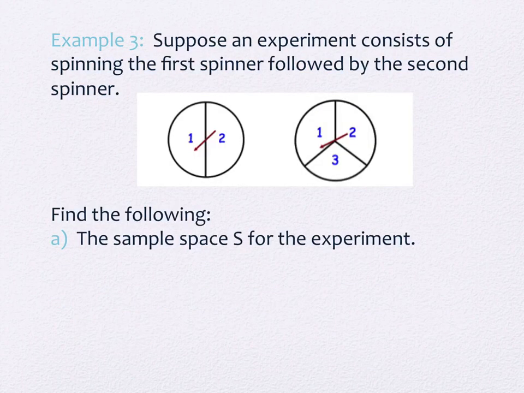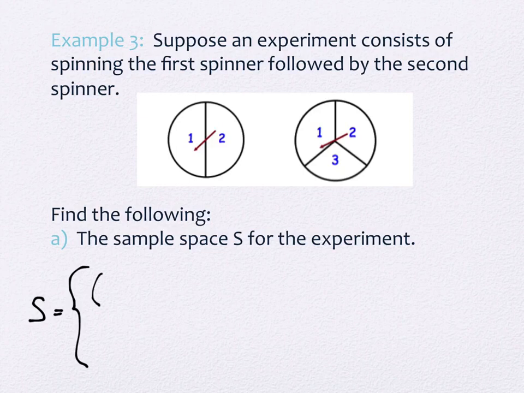So we're going to do a sample space, but we're going to do it more formally for this, okay? So we're going to put the S for sample space and an equals. And these are sets, which means they go in curly braces. Okay, so that's the formalizing of what we're doing. And we're going to write ordered pairs. That's how we're going to write it.